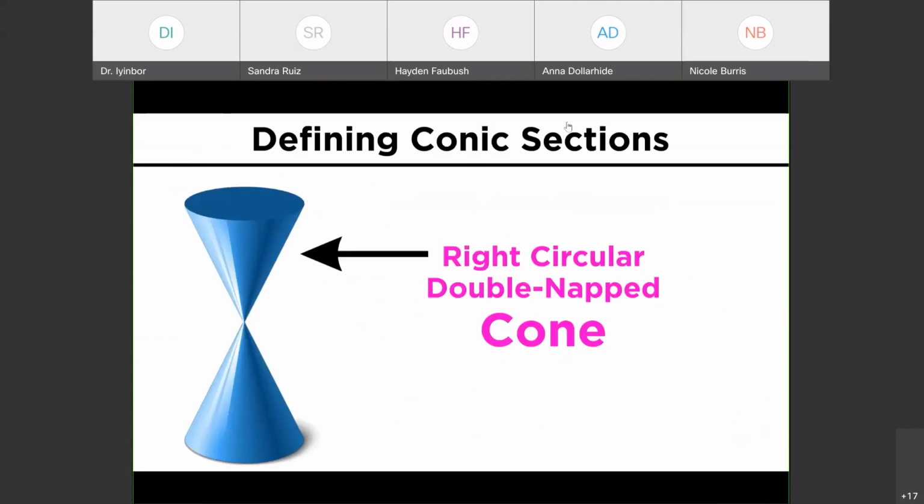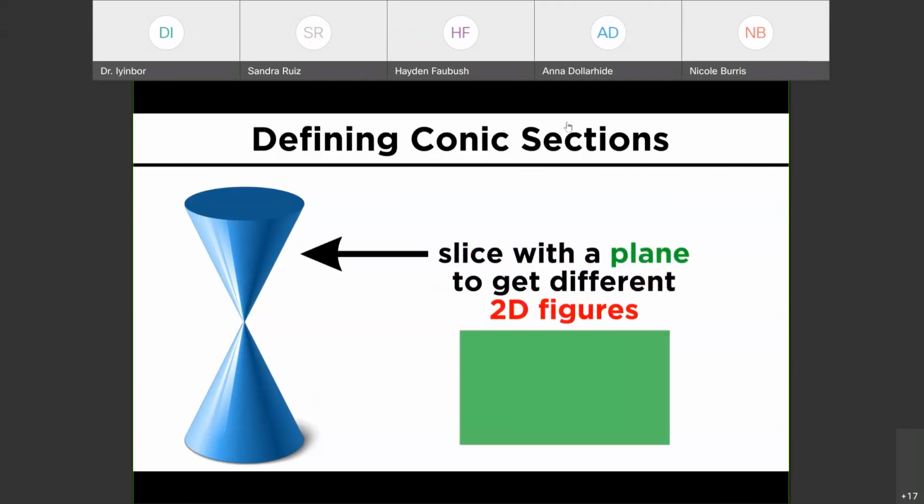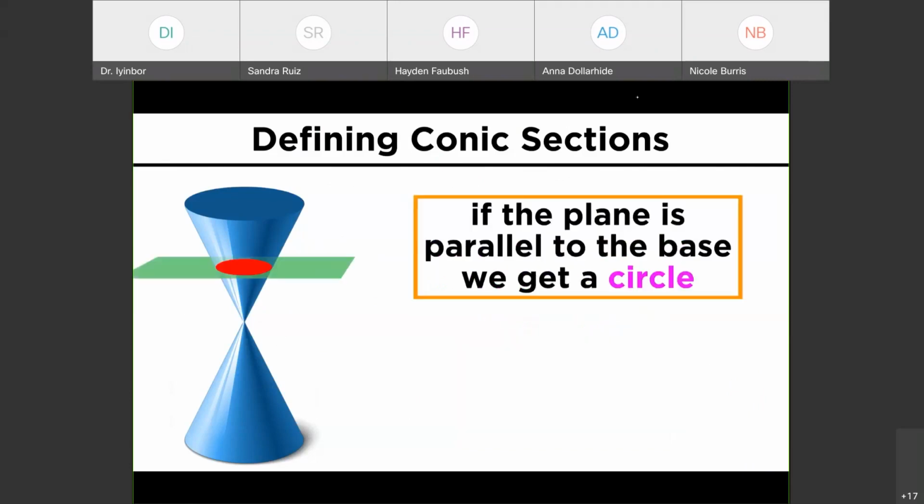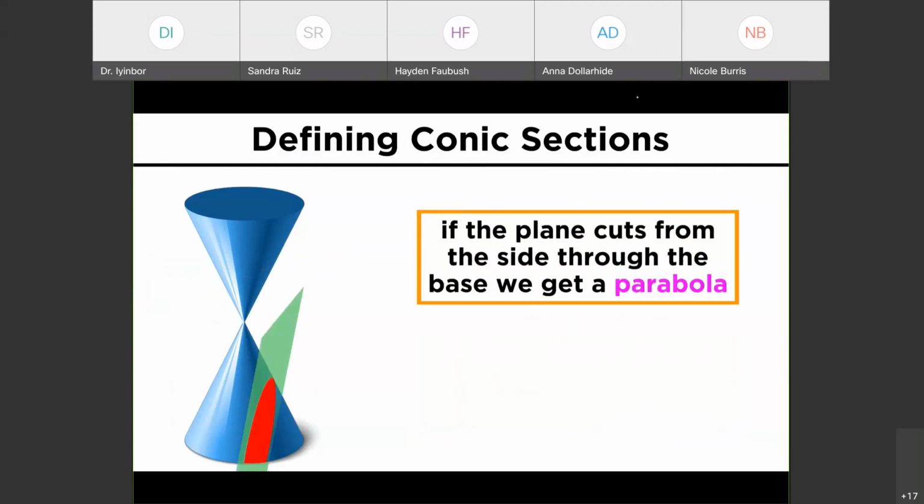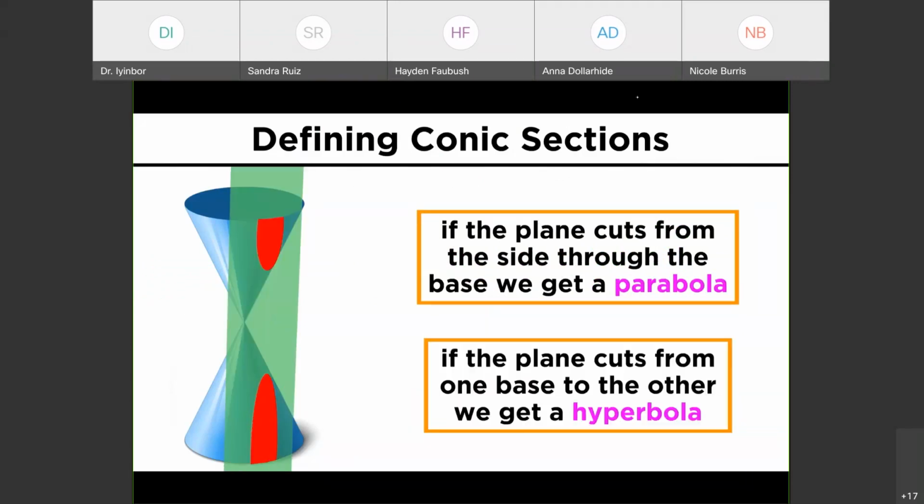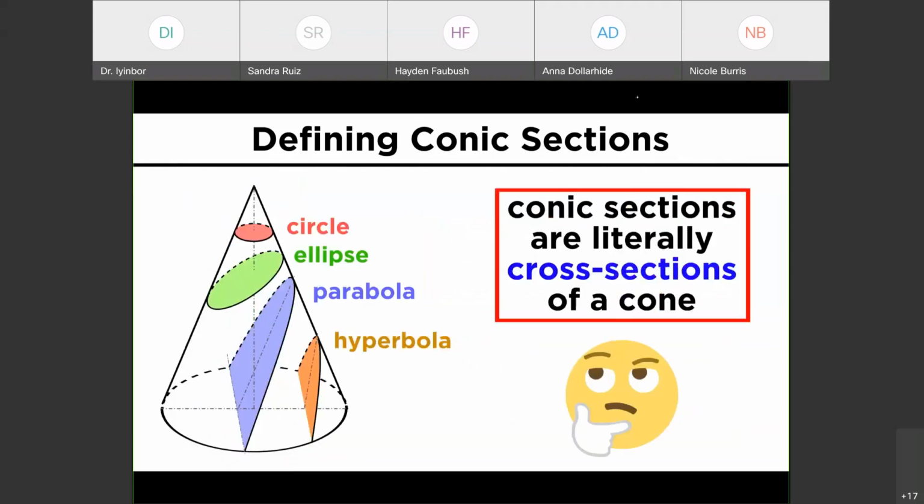Take this three-dimensional right circular double-napped cone. We can create different two-dimensional figures by taking a plane and swiping through the cone in different ways. If the plane goes from one side of the cone to the other and is parallel to the base, we get a circle. If the plane does the same thing but is not parallel to the base, we get an ellipse. If the plane cuts from the side of the cone down through the base, we get a parabola. And if the plane cuts all the way from one base to the other, we get a hyperbola. So these are called conic sections because they are literally different cross sections of a cone.